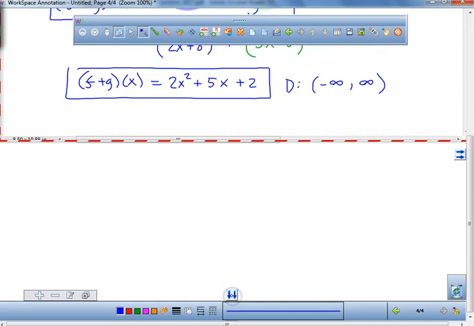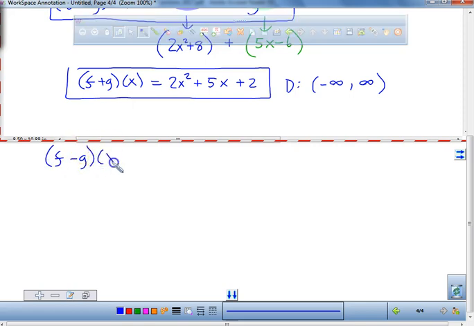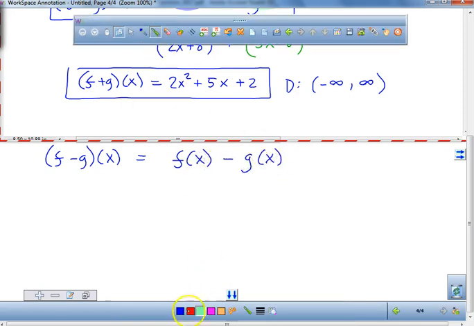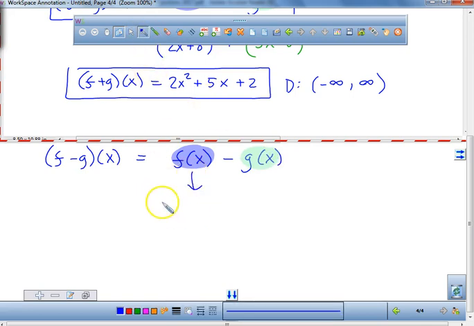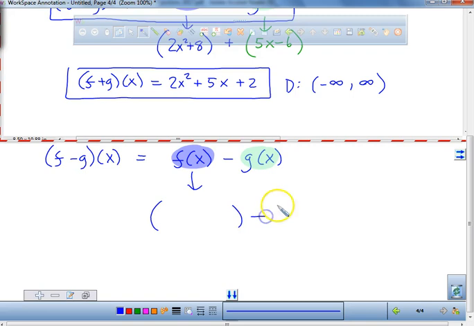I'm going to scroll down here. Do the next one. We're going to say f minus g of x. Write down f of x minus g of x. I'm going to highlight blue, green. I'm going to open up parentheses. Minus, open up a parentheses.